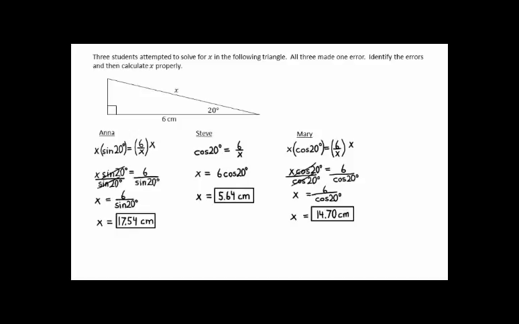Three students attempted to solve for x in the following triangle. All three made one error. Identify the errors and then calculate x properly.